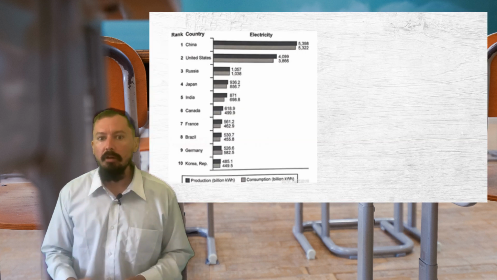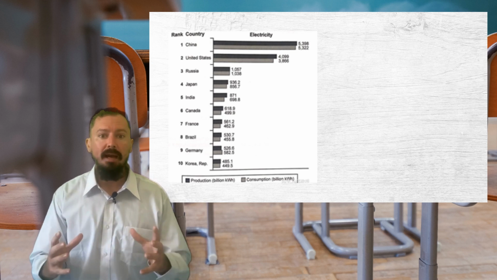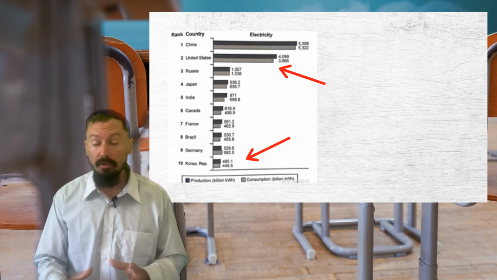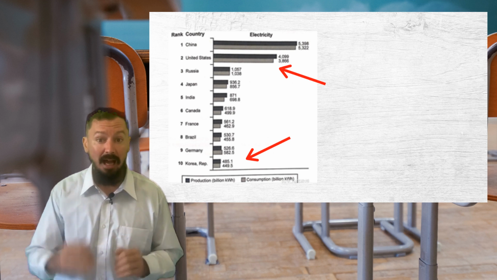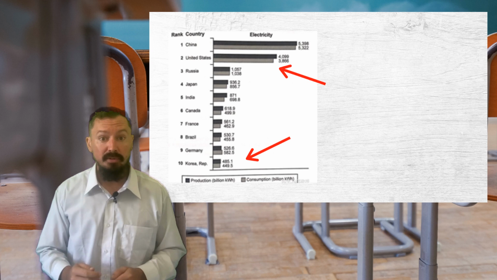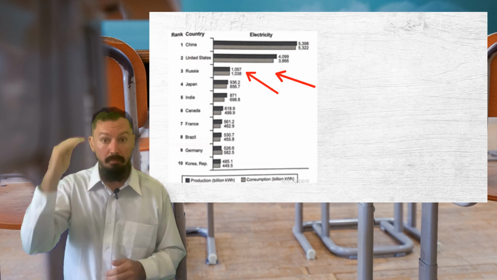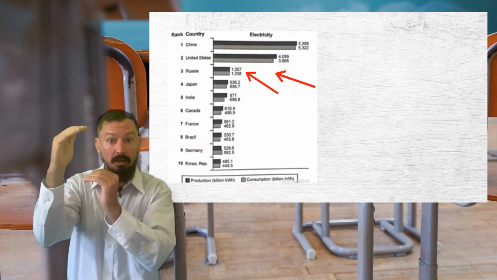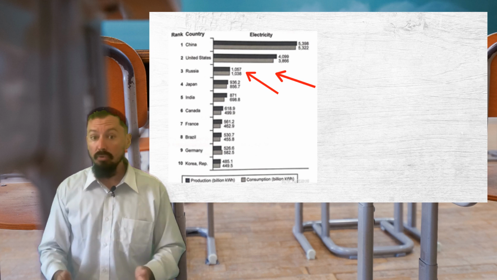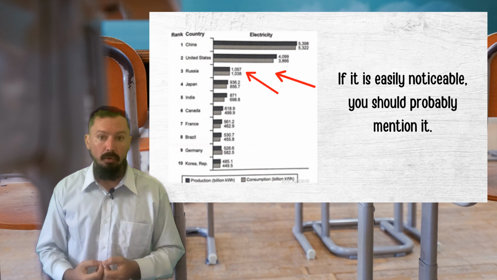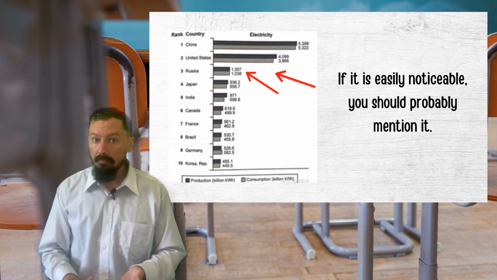In this bar chart, for example, we can see a huge disparity between the United States and South Korea in terms of electricity usage. It doesn't necessarily have to be the highest and the lowest thing. Sometimes there is a big gap between the country with the most of something and the next country on that list. And you might want to highlight that. A rule of thumb is, if it is easily noticeable, you should probably mention it.